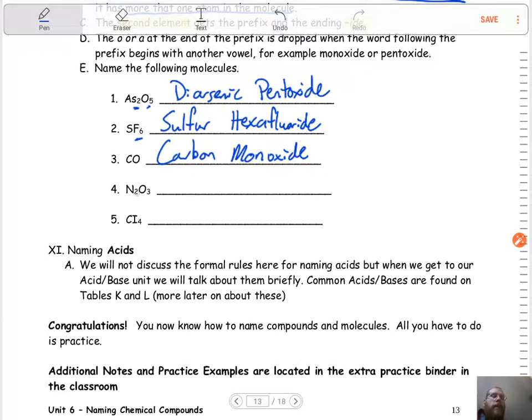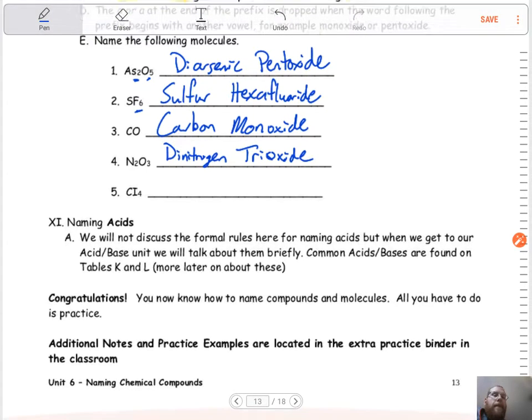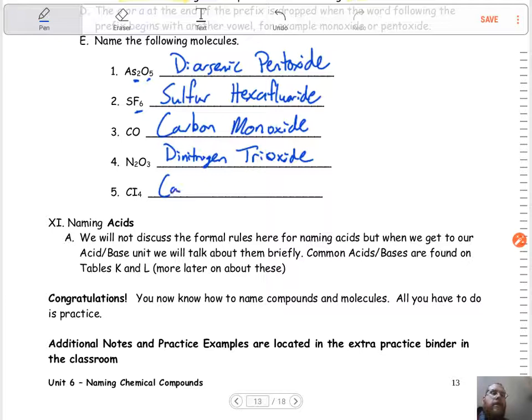Moving on to number 4, I've got 2 nitrogens. That's going to be the prefix di. So dinitrogen, and this is going to be trioxide. Dinitrogen trioxide. And then the last one here, number 5, this is going to be carbon. Now, you might have had tetraiodide. Okay, that's kind of weird to say. If you had tetraiodide, that's how I pronounce it or how I say it. Again, as long as you're close there, you're going to be fine with it, so don't worry too much about it.